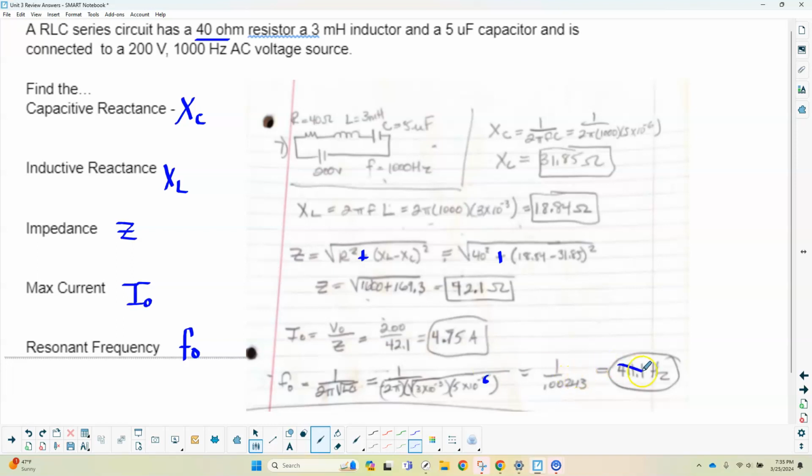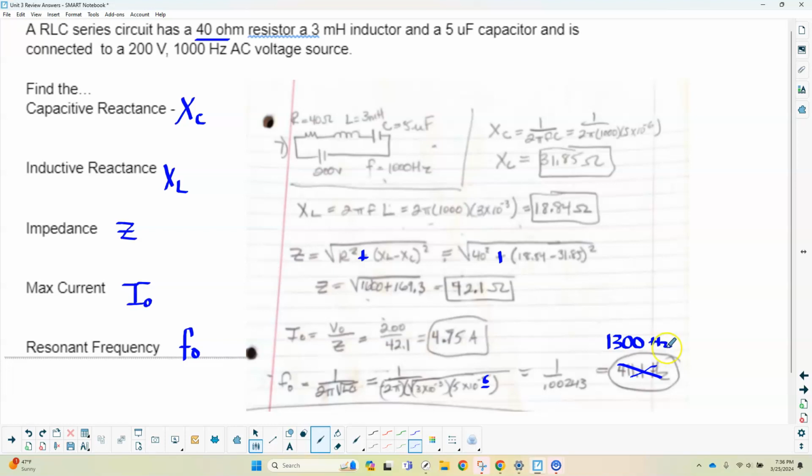So this is not correct, sorry. I put in the wrong number here. This should actually be 1300 hertz. Let me check this to make sure it works. If it's 1300 times 6.28 times 3e to the negative third, that's that value. And then I'm going to do the same thing for the other one: 1 divided by 6.28 times 1300 times 5e to the negative 6.